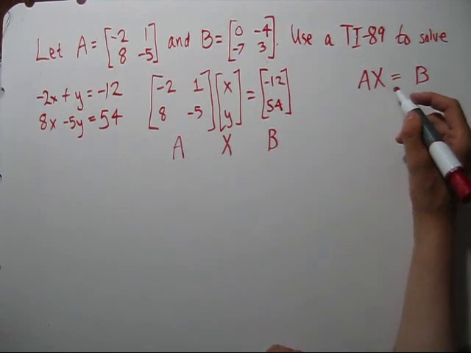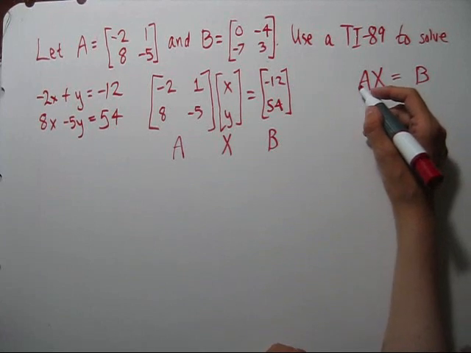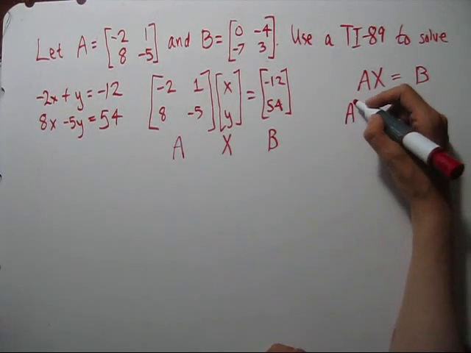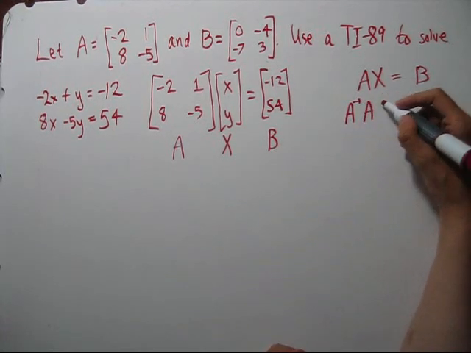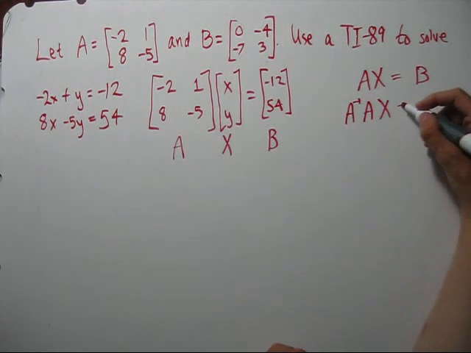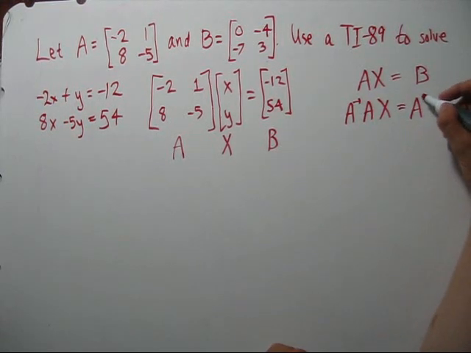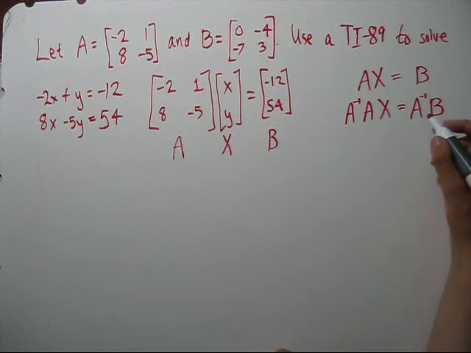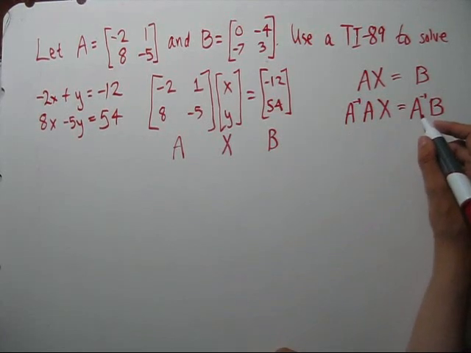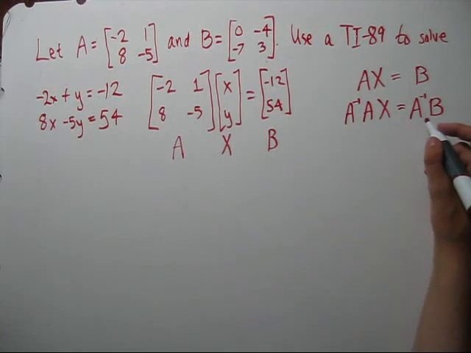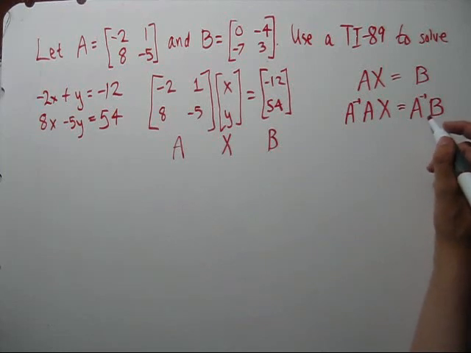We want to get x by itself. So to get rid of A, we're going to take A inverse times it on the left. We know that A inverse exists because we found it previously. And we do it on the left on both sides because matrix multiplication is often not commutative.